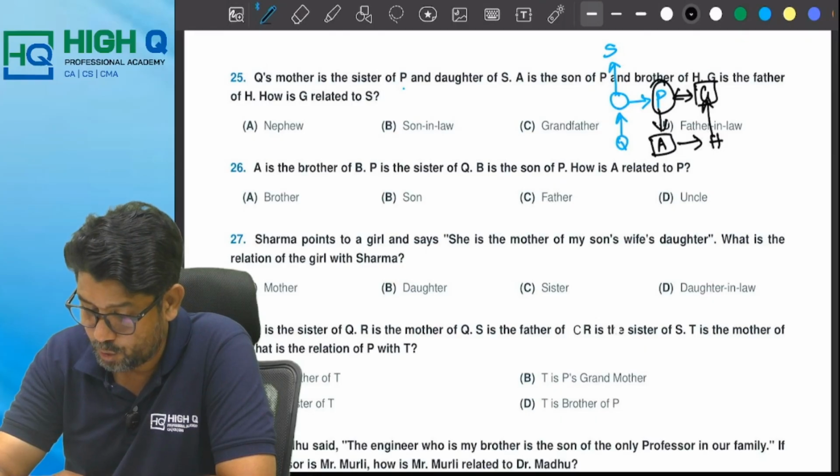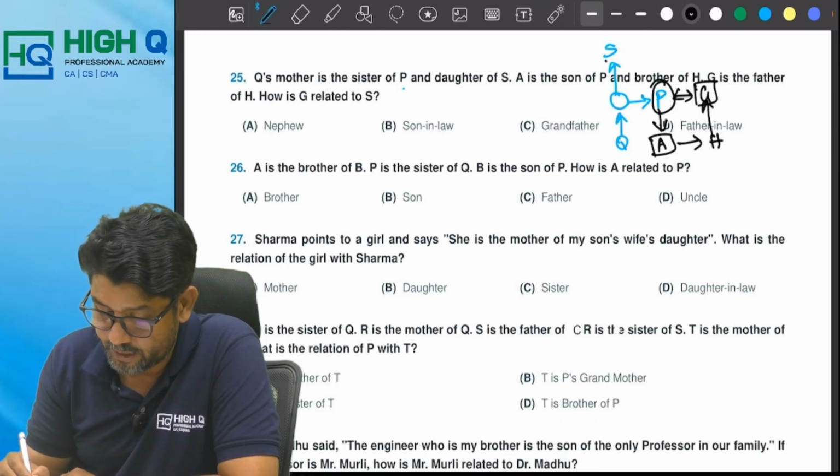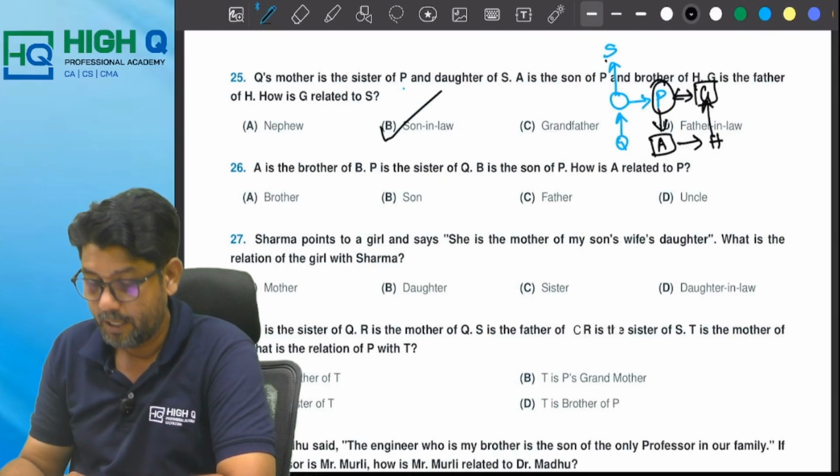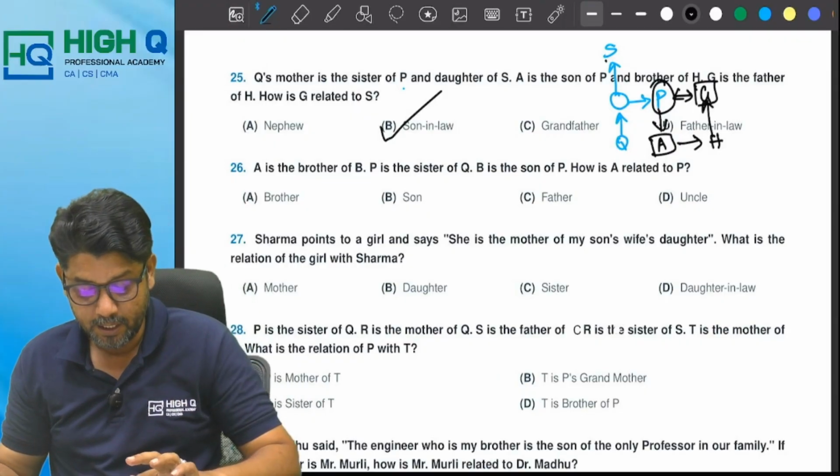Now, how is G related to S? Can you please tell me, my dear, how is G related to S? Of course, my dear, son-in-law. Am I right? Son-in-law. Okay.